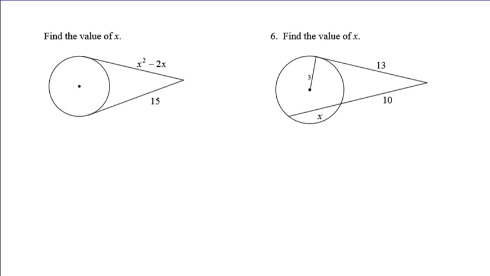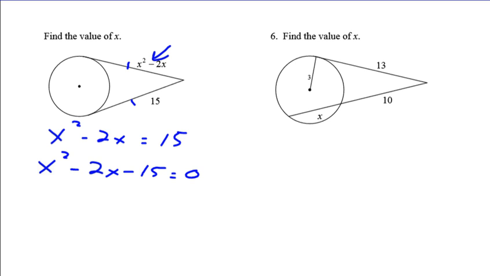Here, we know the tangent lines from the same point to the same circle are congruent to each other. This is one of those artificial quadratic questions. This is not naturally a quadratic, but this expression makes it so. Whenever you have a quadratic, you want to set it equal to 0, and then factor the non-zero side. So we're looking for two things that when you multiply them, you get negative 15, and when you add them, you get negative 2. And those two things are negative 5 and positive 3.